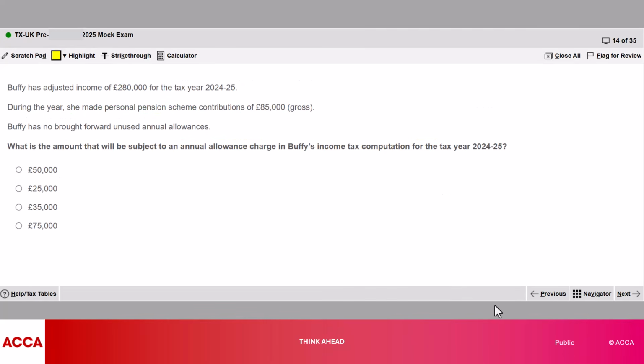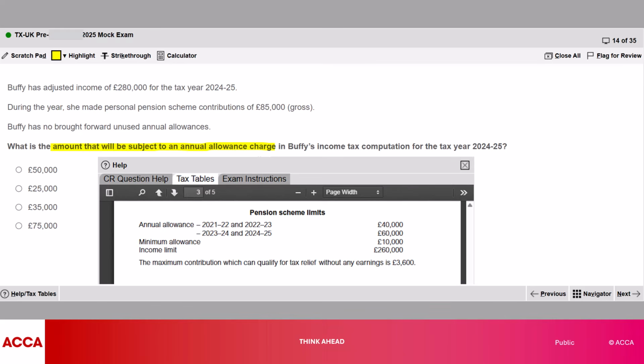The next question, question 14, is about pension contributions, which is another slightly tricky area. And this one is asking us for the amount that will be subject to an annual allowance charge in Buffy's income tax computation. From the tax tables, you've got the pension scheme limits. We've got the annual allowance for various different tax years. So the one that we're going to need will be the one for the current tax year. And we've also got the income limit.